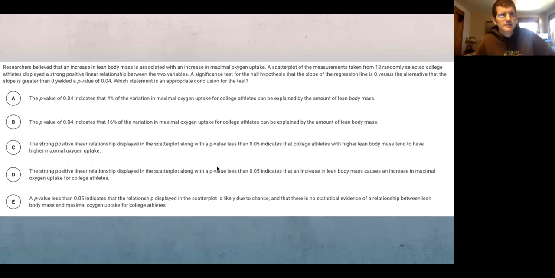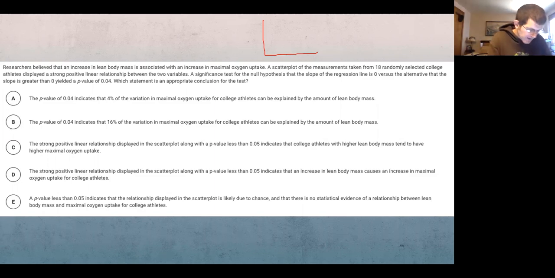So we've got researchers believe that an increase in lean body mass is associated with an increase in maximal oxygen uptake. The scatter plot of the measurement taken from 18 randomly selected college athletes displayed a strong positive linear relationship between the two variables. A significance test for the null hypothesis that the slope of the regression line is 0 versus the alternative that the slope is greater than 0 yielded a p-value of 0.04, which is an appropriate conclusion for the test.